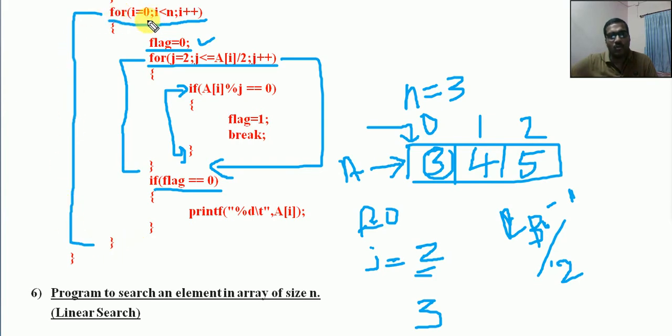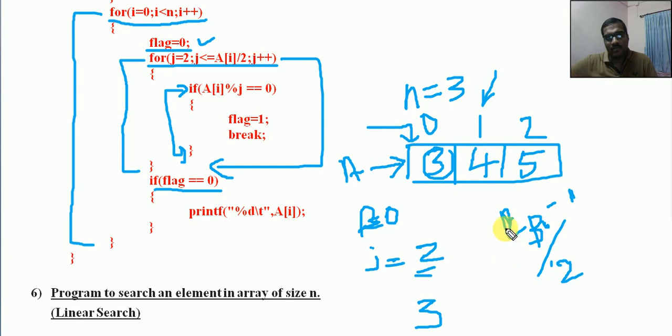i is equal to 1. It will come here. i less than n. 1 less than 3. True. It will enter into the loop. Then again setting the flag. Once again it is setting as 0. Then for j equal to 2, again for the next number from 2 to the number divided by 2. That means up to half of whatever number is in the array, it will be checking with all the numbers. So 2 will be checked.